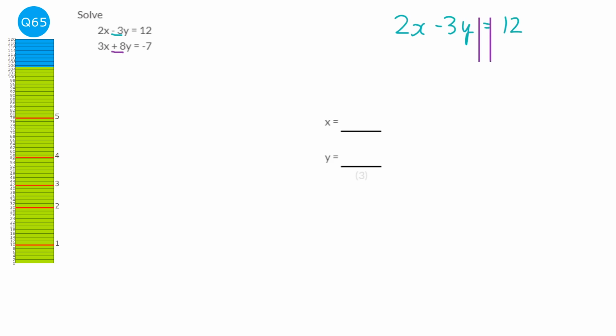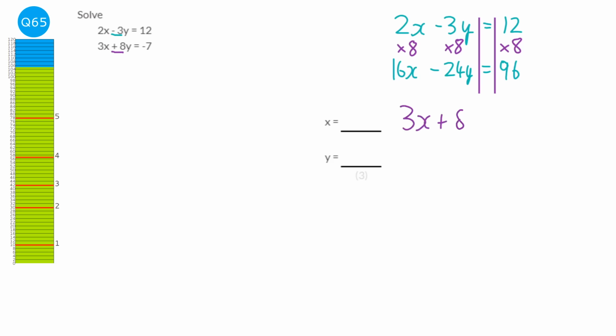Get my lines in, and I'll notice that I'm going to times everything by 8 to make the coefficient of the y to be minus 24. So we got 16x minus 24y, which is good, that's what we wanted. And then we're going to do 12 times 8, which is 96. Going to write the second equation, so we've got 3x plus 8y equals minus 7.